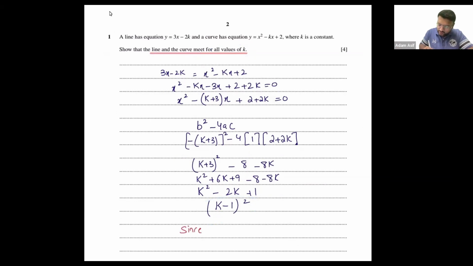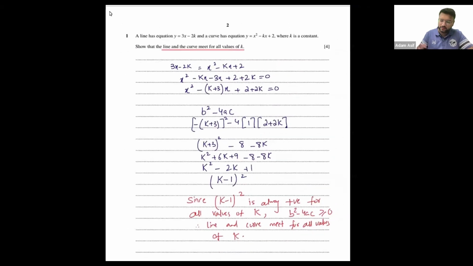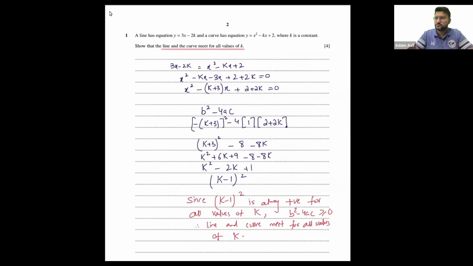So since (k minus 1) the whole thing square is always positive for all values of k, b square minus 4ac is greater than or equal to 0. Therefore the line and curve meet for all values of k. We need to show that it's going to be greater than equal to 0. Okay, it's going to be greater than equal to 0.